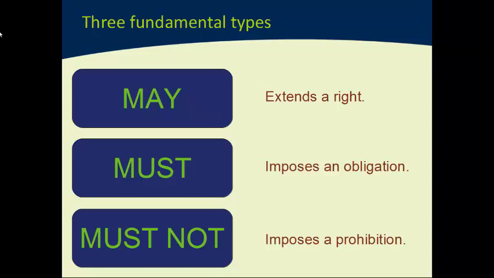The final type is must not. A must not imposes a prohibition. So a provision including the word must imposes an obligation to positively do something. A provision using the term must not imposes an obligation to positively not do something. You must not. You are prohibited from doing it. So we have a prohibition on stealing that says you must not steal. You don't have any discretion about it.